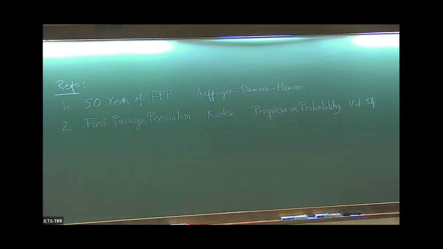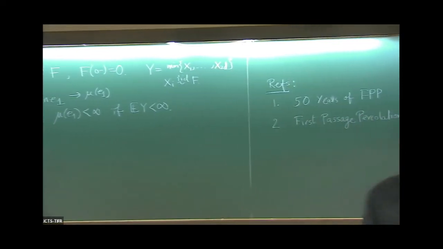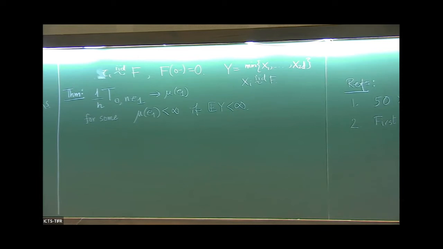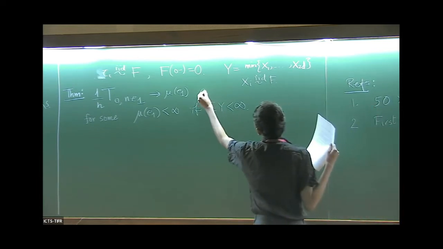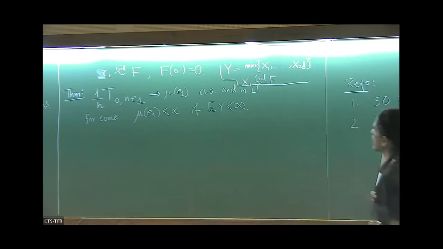Okay, so here is the first theorem. It says that if you assume that the expectation of Y is finite, where remember Y is the minimum of 2d copies of F, then at least along direction e1, you have convergence, and the convergence is almost sure as well as in L1.